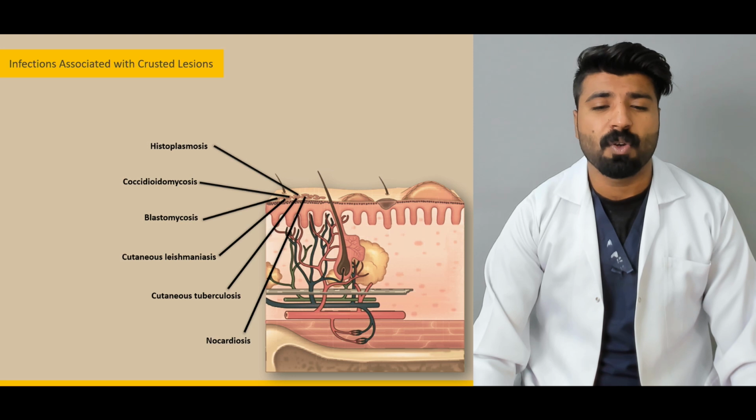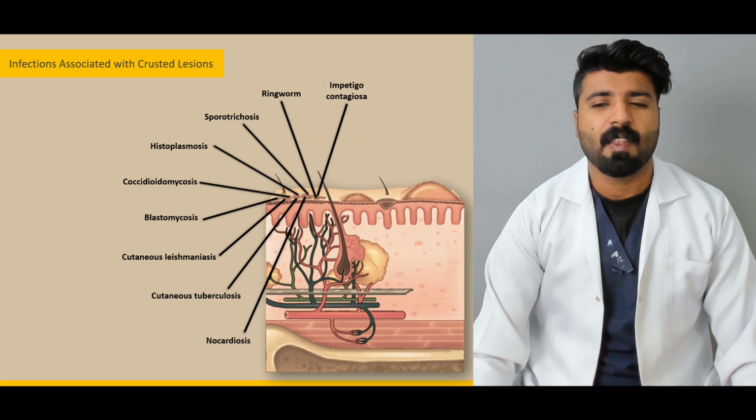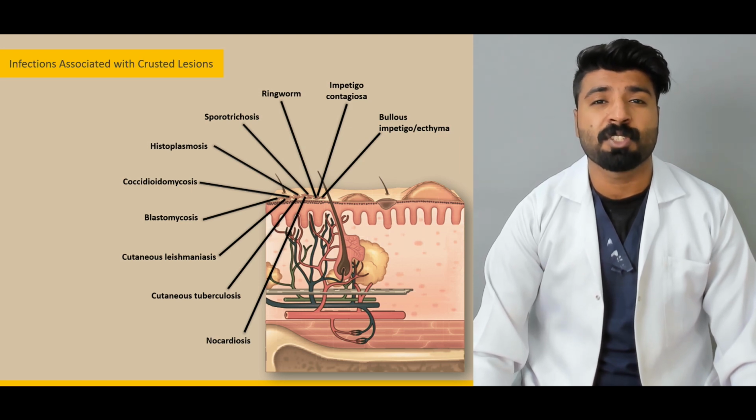Then we have coccidioidomycosis, histoplasmosis, sporotrichosis. Ringworm infestation will lead to crusted lesions. Then we have impetigo contagiosa. Next one we have bullous impetigo, or ecthyma. Now these are the infections which are associated with the formation of crusted lesions.